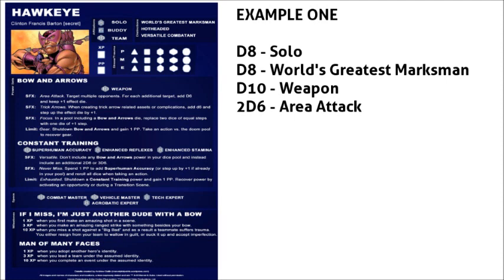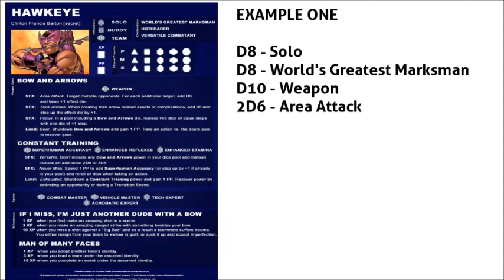So if we throw some examples out, sorry, I skipped a paragraph in my notes, but it's fine. Let's say he's in a warehouse. There's a team of Hydra goons running at him. His goal is to simply stop them from getting too close by any means available to him. So he's going to use his bow and arrows power set. He selects the weapon die at D10.